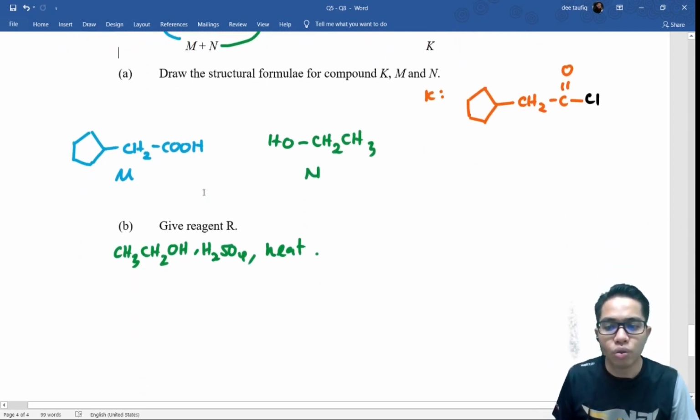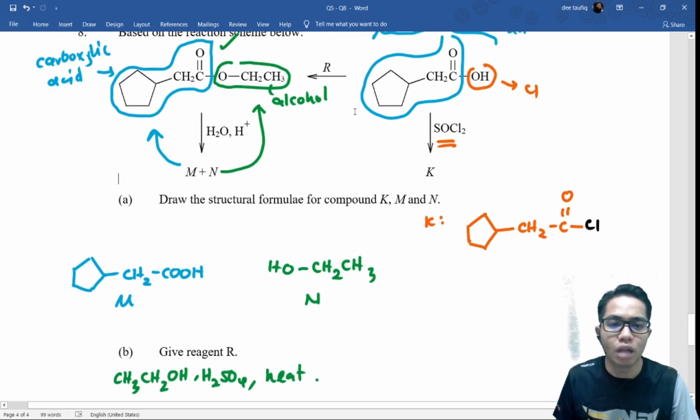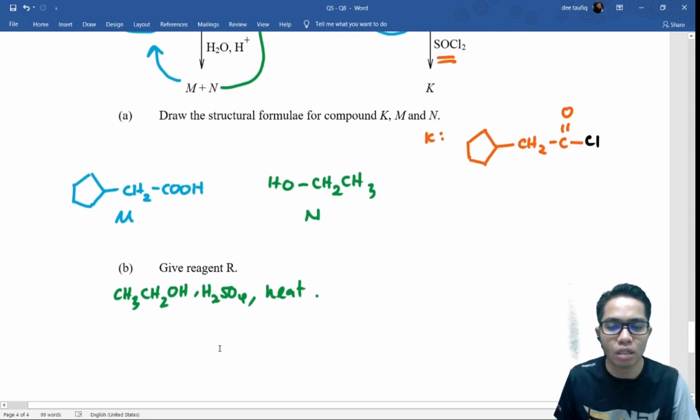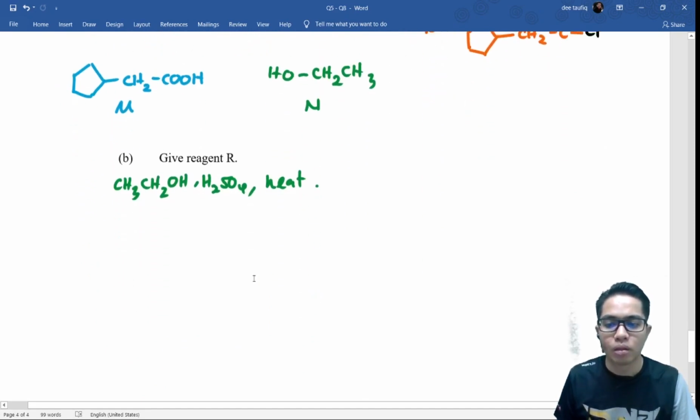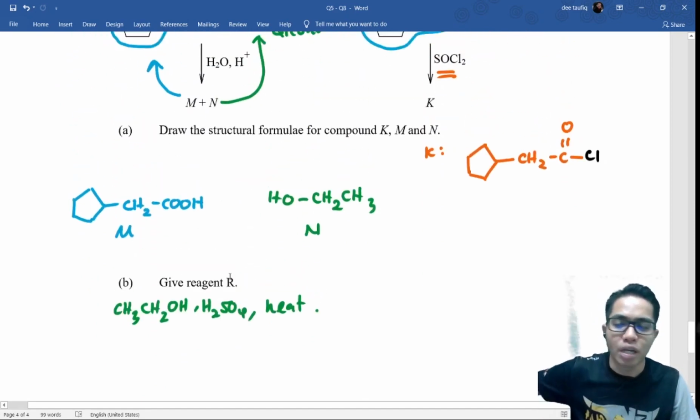And then untuk reagent R saya dah terangkan tadi, carboxylic acid nak tukar jadi ester, kita perlukan alkohol dengan acid dan heat. So itu saja sampai soalan nombor 8.